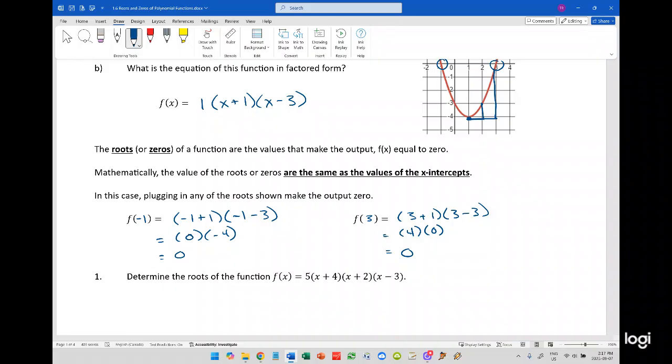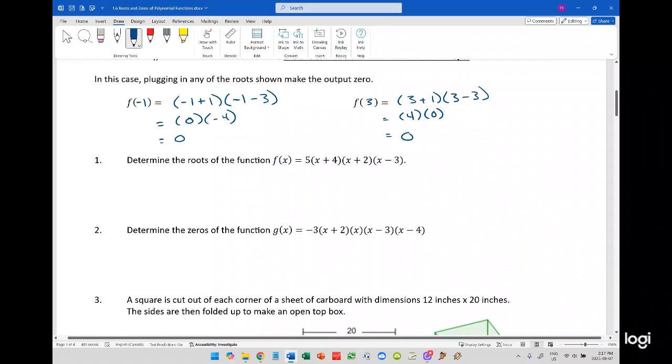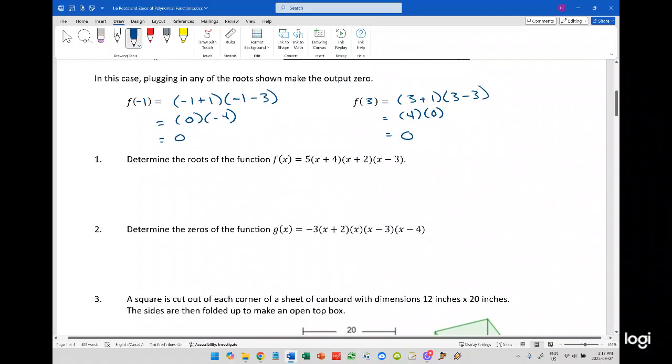So question 1, determine the roots of the function f(x) = (x + 4)(x + 2)(x - 3). And for our purposes, another way of wording that question would be find the x-intercepts, or find the values of x that give y equals 0. Find the zeros.